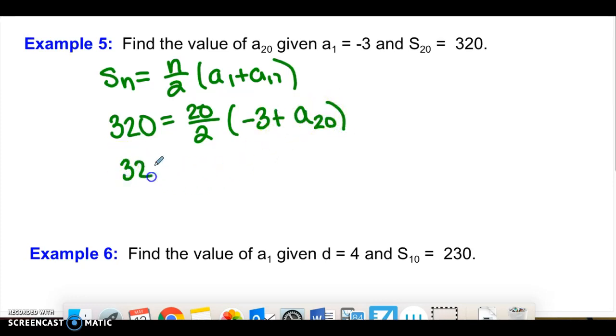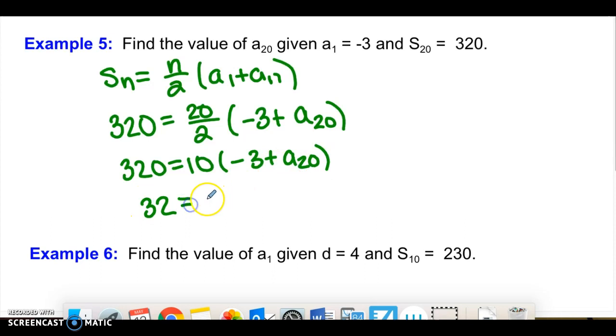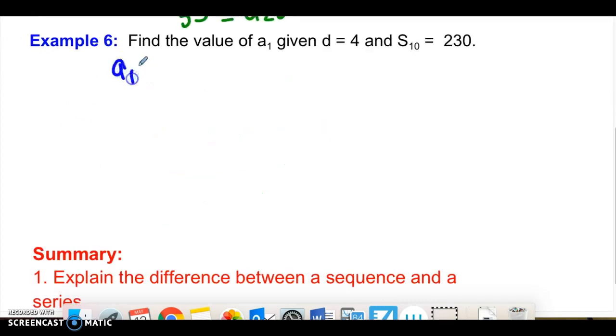So 320 is equal to 10 times -3 plus A20. So we divide both sides by 10, and we get 32 equals -3 plus A20, and that makes A20 equal to 35.